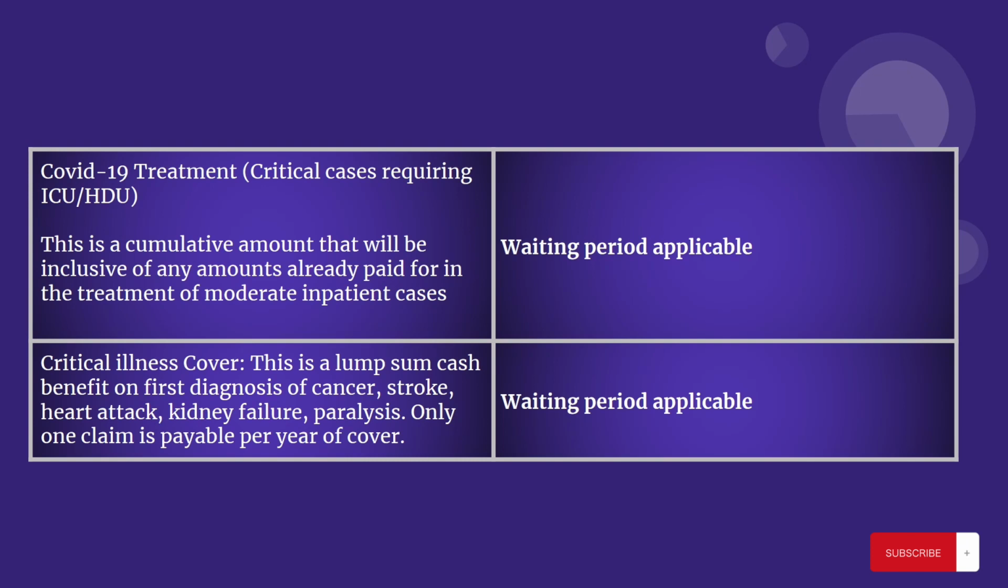Critical illness cover. This is a lump sum cash benefit on first diagnosis of cancer, stroke, heart attack, kidney failure, paralysis. Only one claim is payable per year of cover. Waiting period applicable.